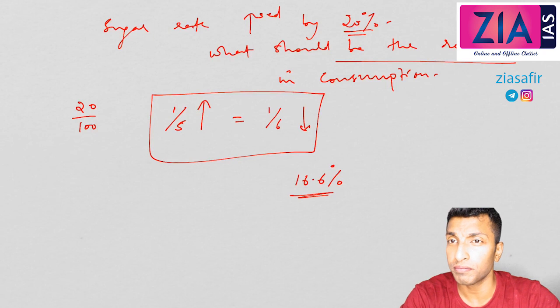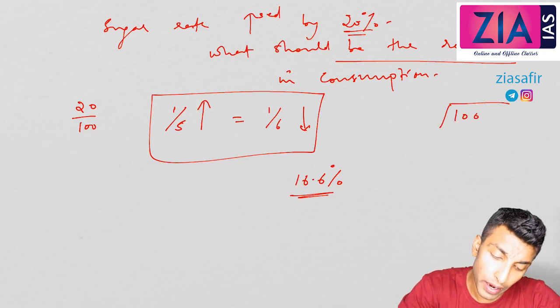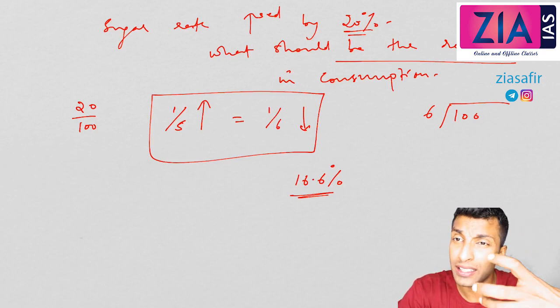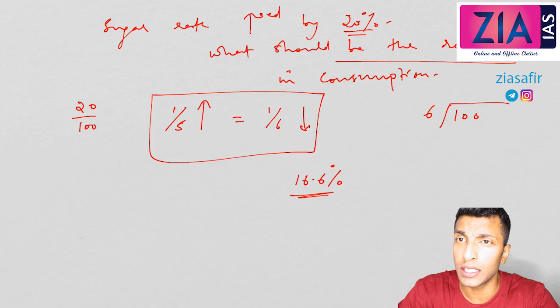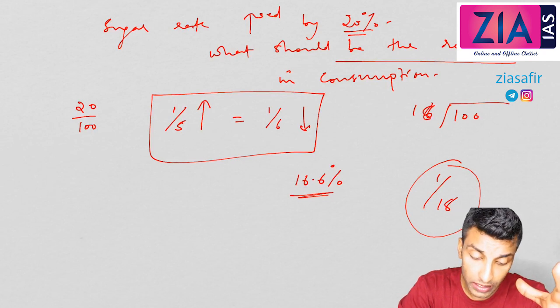That's enough. Okay, now how are you getting this 1 by 6 as 16.6? I don't want you to divide 100 by 6. Don't do that. If it is 1 by 3, you know, right? 1 by 3 is 33.3. So 1 by 6 will be half of it. Similarly, if you need to know 1 by 18, all these, don't do this calculation 100 by 18.